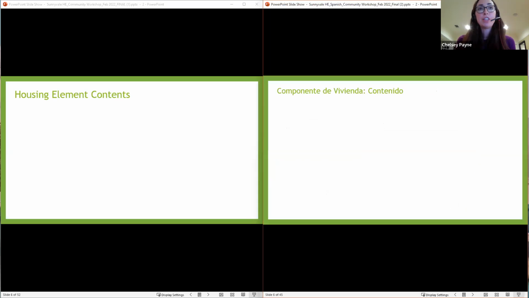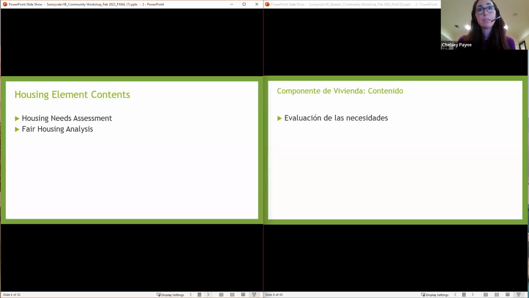There's a lot of information that goes into the housing element document. We start by conducting a housing needs assessment to describe the housing needs of city residents. And this includes residents with low incomes, seniors, people with disabilities, people experiencing homelessness, and other residents with special needs. There's a new requirement to conduct a fair housing assessment to understand if there are issues related to housing discrimination, segregation, or unequal access to opportunities.